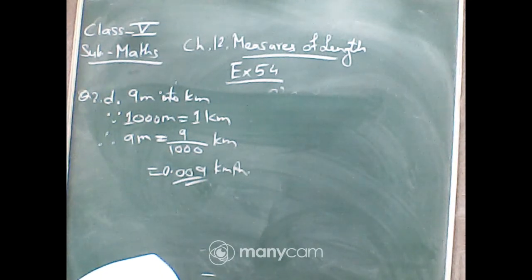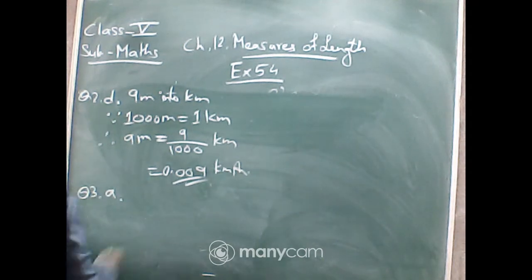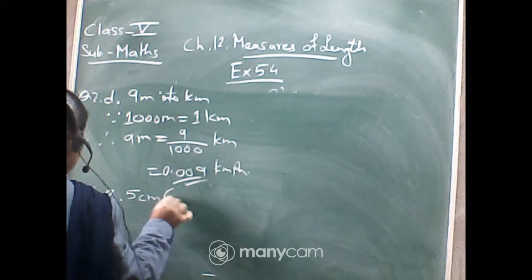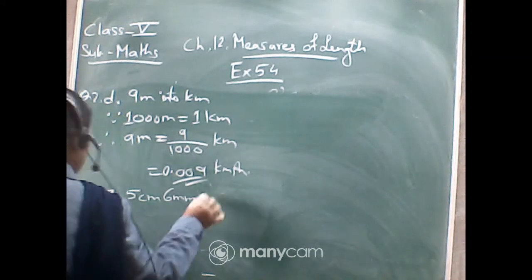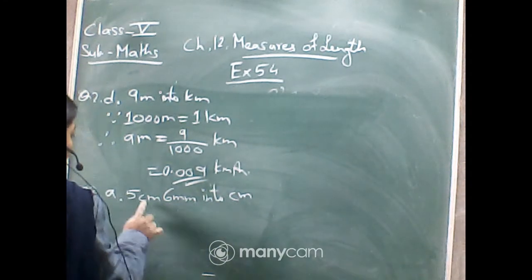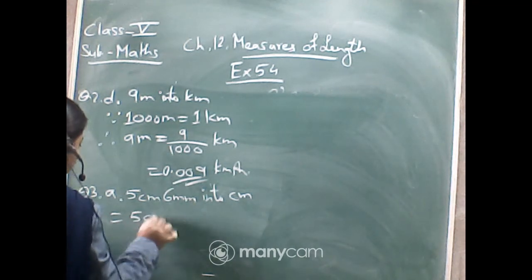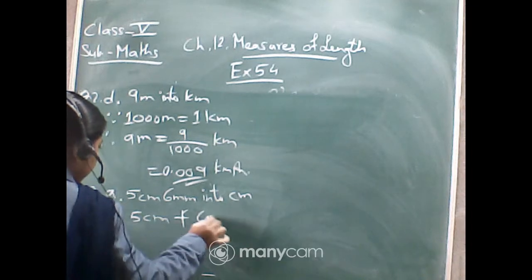Similarly, question 3, I am giving you homework. You will do it of your own. Centimeter and millimeter. You have to change only the millimeter, and the centimeter will be as it is. I am writing, only one I will do, the next one you will do on your own. It is given 5 centimeter and 6 millimeter into centimeter. That means only this millimeter you have to change, and this will be as it is. So just break it. It will be 5 centimeter plus 6 millimeter.